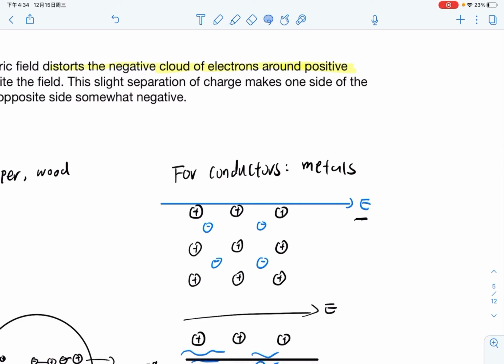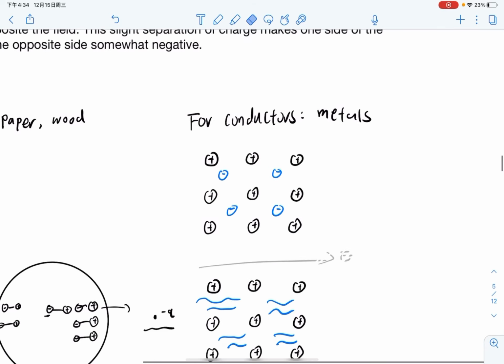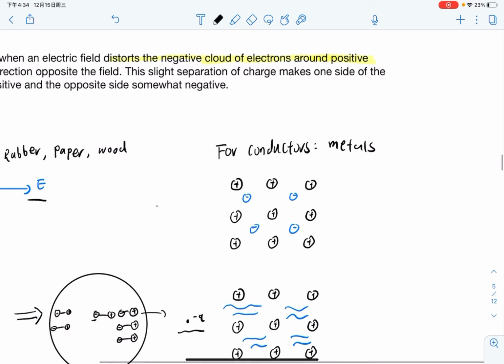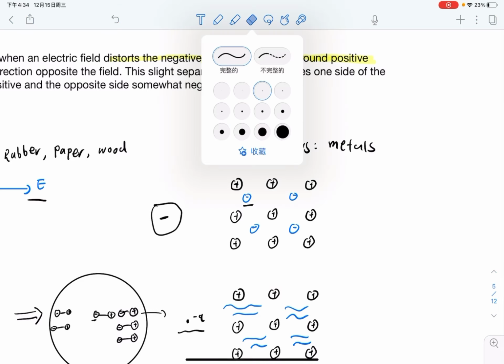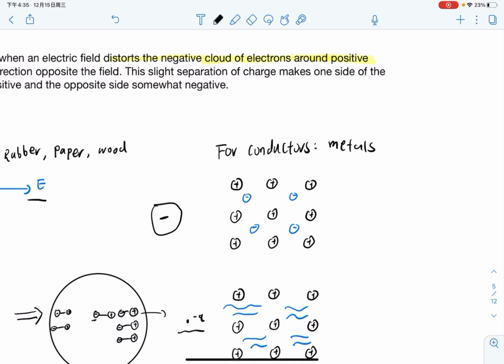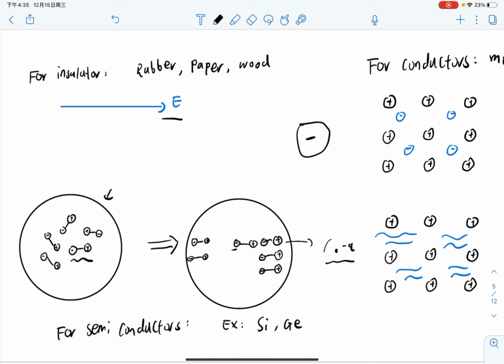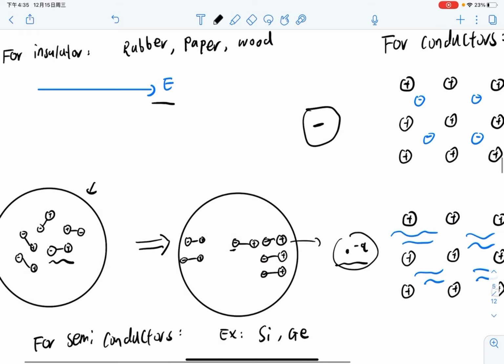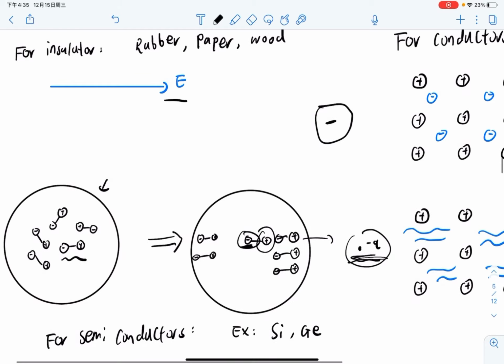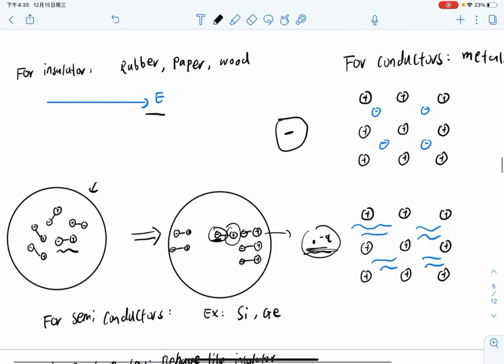So for conductor metals, because we didn't learn about electric field, I'll just erase it for more clarity. If you put a large negative charge over here, the large negative charge will repel the negative electrons over here. In this case, if you put a negatively charged particle over here, it will repel the negative charge particles, and the positive charge will be attracted to the negative charge particle. So this will result in stretching.